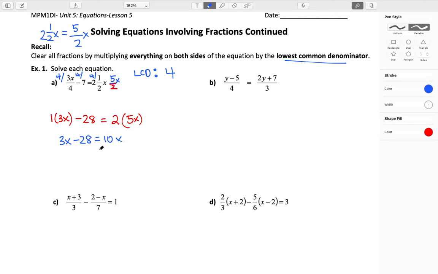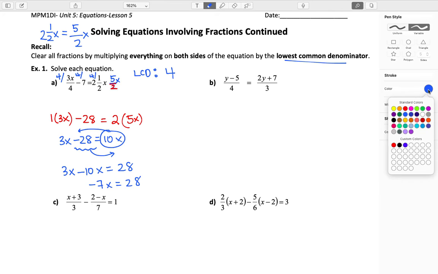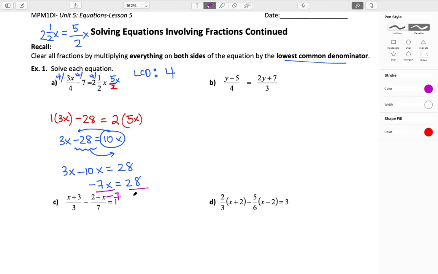And then now I'm going to collect the like terms. So I'm going to bring x to the left side and the number to the right side. So it's 3x, positive 10x now becomes negative 10x, equals negative 28 becomes positive 28. So therefore, whatever is in front of x, we're going to divide both sides by that number. So negative 7 is in front of x. When I divide, x is equal to negative 4.